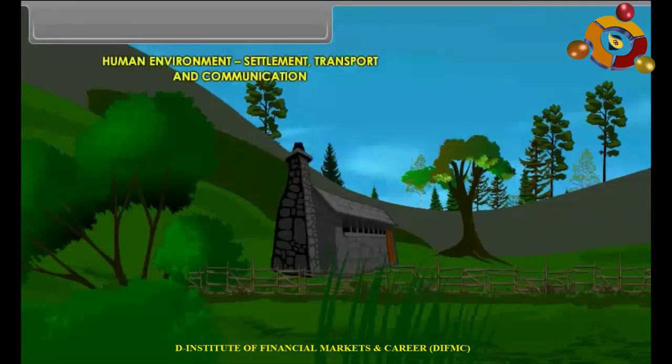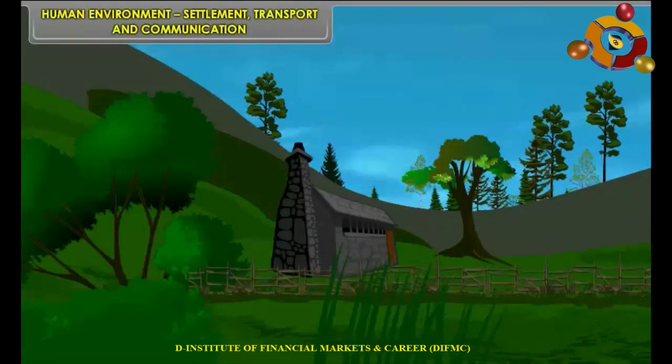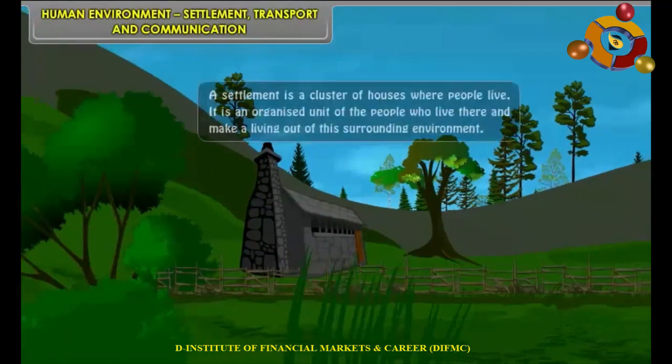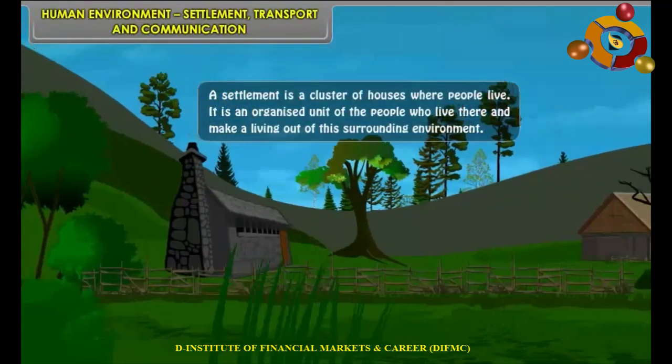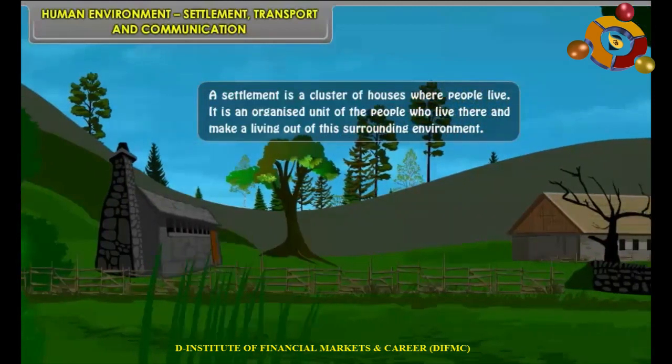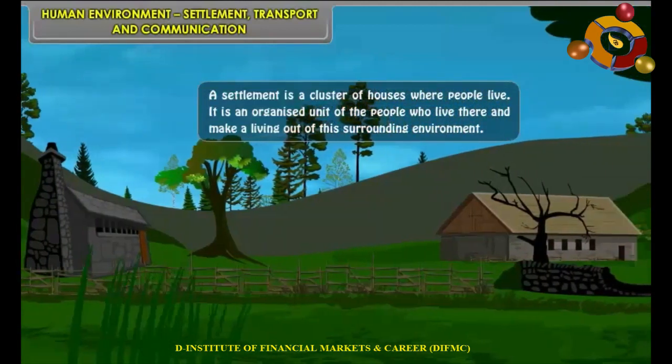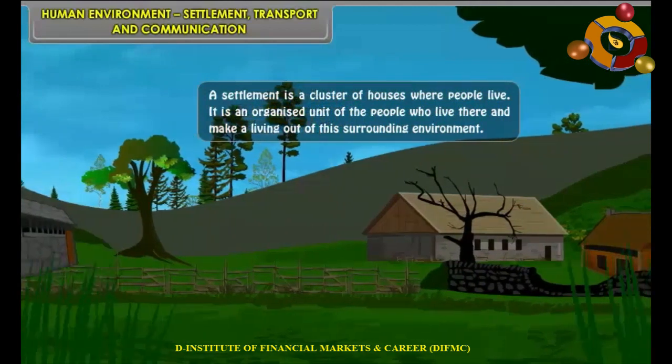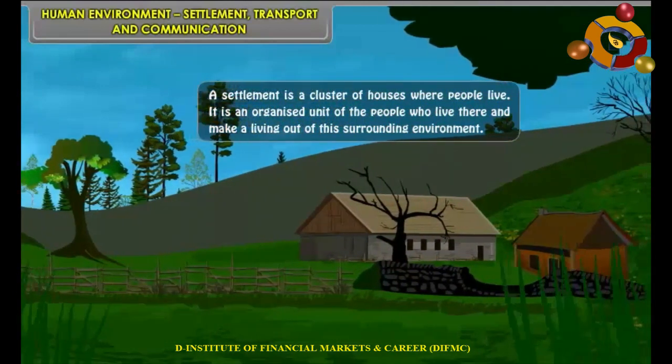Human environment, settlement, transport and communication. A settlement is a cluster of houses where people live. It is an organized unit of the people who live there and make a living out of the surrounding environment.